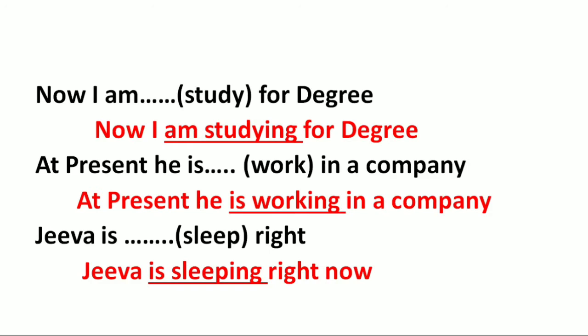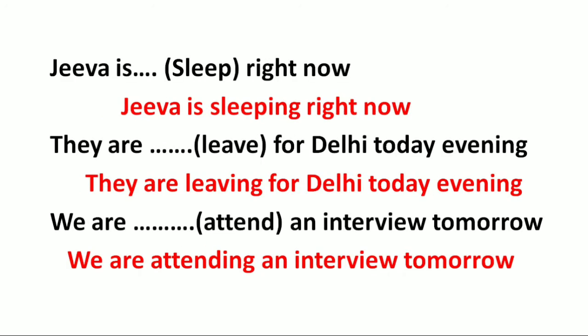In these three sentences, you can see now as the time word in the first sentence, at present in the second sentence, and right now in the third sentence. That means if we define present continuous tense, this is an action that is continuing at the time of speaking.